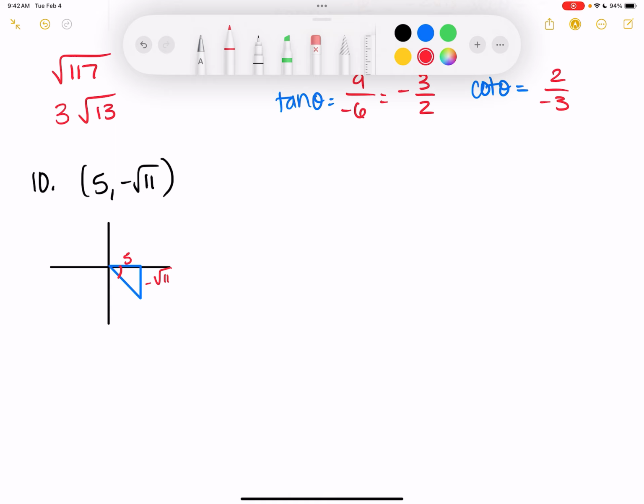Because 5 squared is 25, negative square root of 11 squared is 11, and when you add them together you get 36, which is square root of 6 squared.